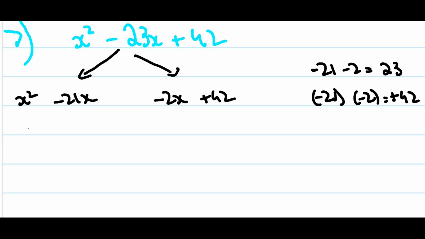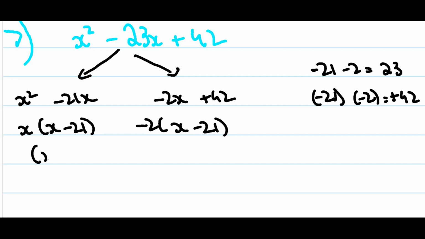In the first one, you can take x as common, and you will be left with x minus 21. And in the second one, you can take minus 2 as common, and you will be left with x minus 21. Since x minus 21 is the common, you can take x minus 21, and the remainder would be x minus 2. And hence this is your answer.